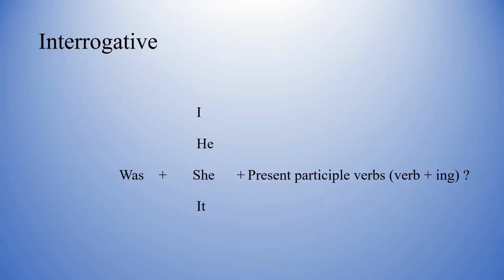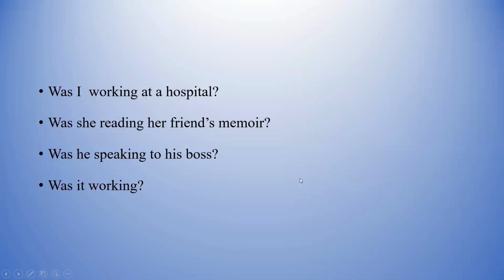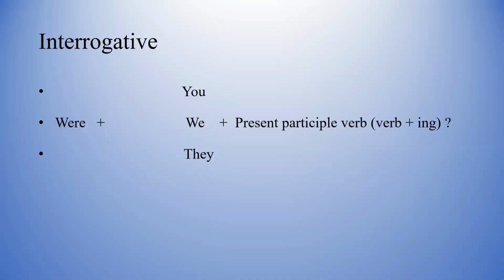Next, interrogative. Interrogate means asking questions. When we ask questions, we take was, verb to be, to the front, and then we keep the sentence as it is. Look at the examples. Was I working at the hospital? Was she reading her friend's memoir? Was he speaking to his boss? Was it working?